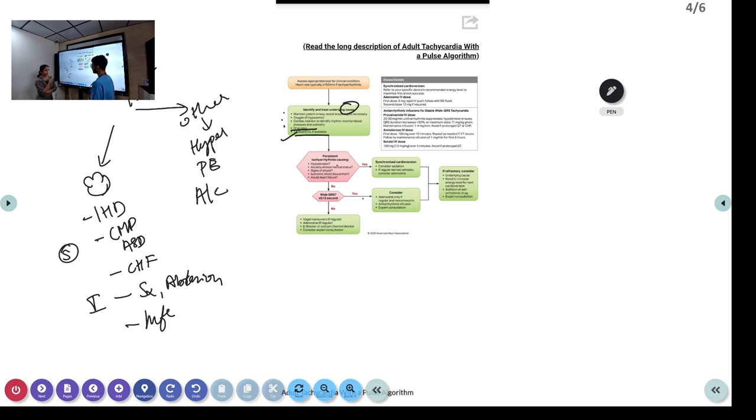Any other iatrogenic causes for AF? Some patients come with something, we give something, and the patient goes into AF. In COPD patients, if you are giving bronchodilators, beta agonists, these things can cause it. COPD patients themselves can go into AF, with cor pulmonale complications. So this is AF.